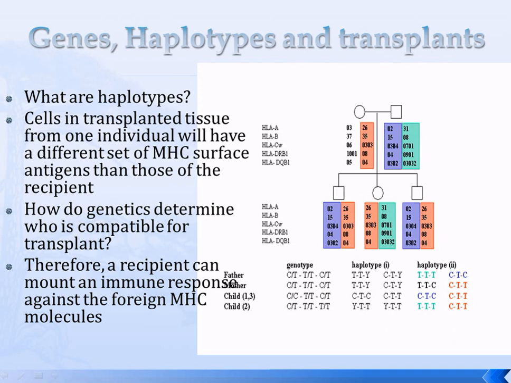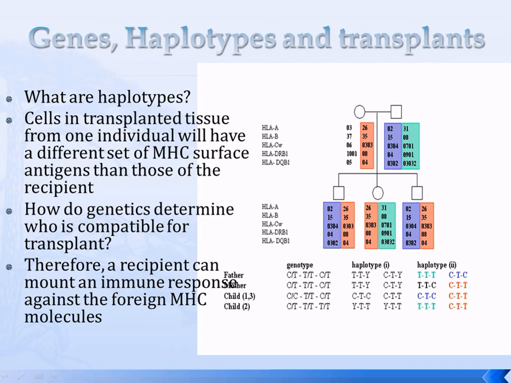So if you got one from mom and one from dad, what's the chance of you having a perfect match to dad? Zero. At best, you're going to have a 50% match to dad and a 50% match to mom. So there's no way you'd be a perfect match to either of your parents. At best, it'd be 50%.